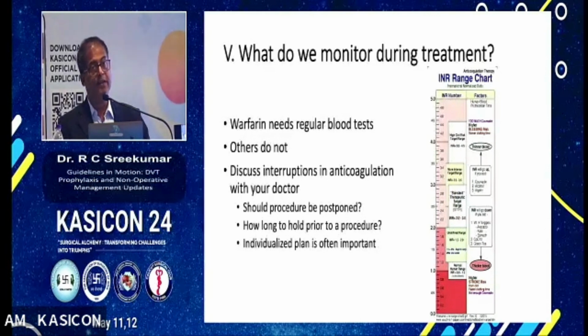So how do we monitor these patients? As I said earlier, if it's heparin, low molecular weight heparin, or a DOAC, not much monitoring is required. But if the patient is on warfarin, you have to maintain the PT INR at the desired level, about 1.5 to 2.5 range.